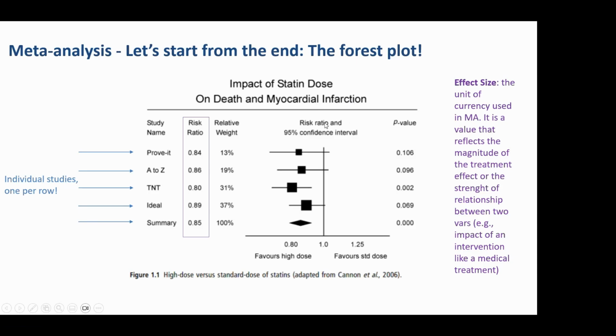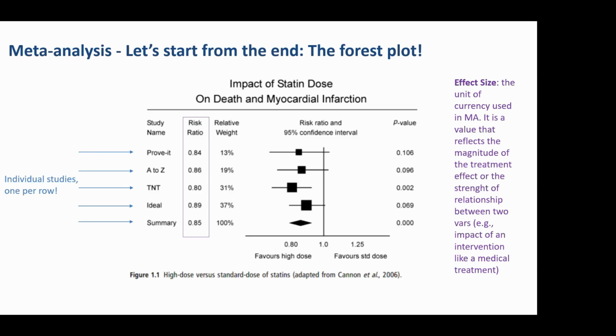What we have is the risk ratio. Again, this concept is explained later. Each row is one of the studies that has been included in the analysis. So we have, for example, the study name, the risk ratio, which is the effect size. Effect size is what is used in meta-analysis for understanding how things are related, how, for example, a certain drug is having a certain effect compared to another.